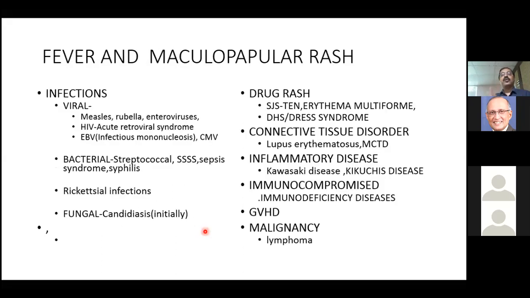Now, what are the differentials when you have a fever and a maculopapular rash? I'll just list them roughly so that you bear in mind what things you have to think of. Viral infections: you have to think of measles, rubella, enterovirus. HIV, acute retroviral syndrome can be a presentation. EBV, like infectious mononucleosis, or even CMV can present as a maculopapular rash.